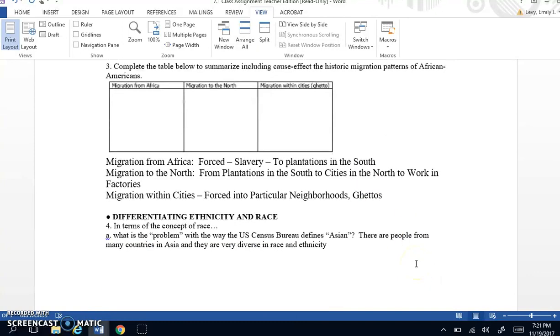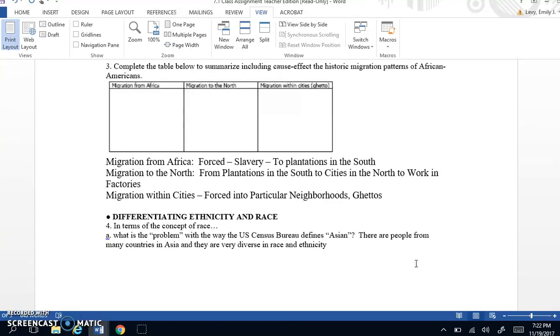Let's take a look at the cause-effect, the major historical migration patterns of African Americans. We could argue that this is also the scale of migration for African Americans. So it's really been 3 phases: migration from Africa, migration to the north, and migration within cities. So on the international scale, you have migration from Africa. This was the forced migration to the United States from Africa. During the time of slavery, they were brought to work on plantations in the South.